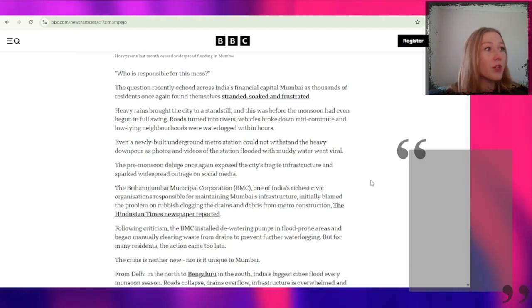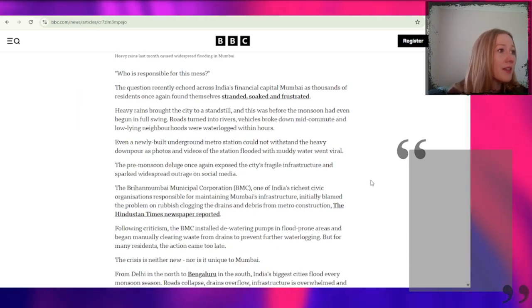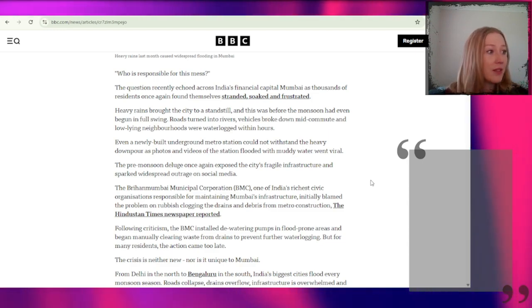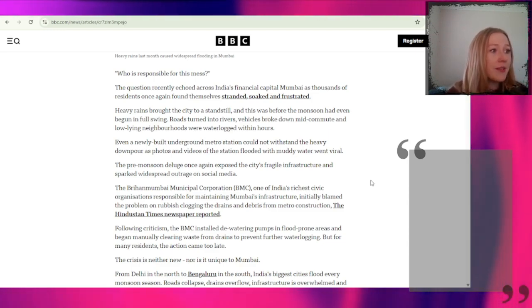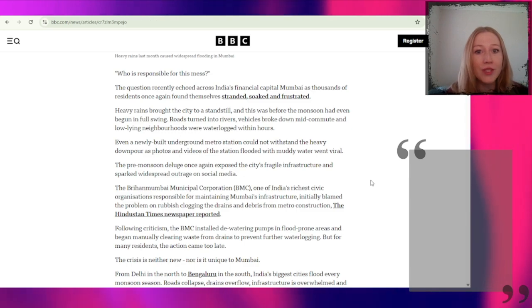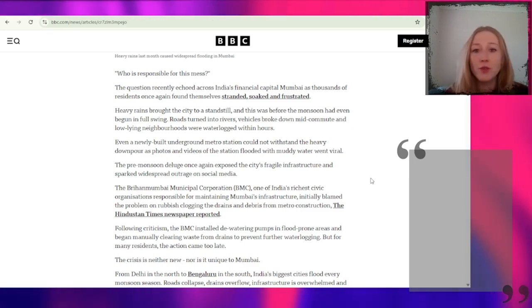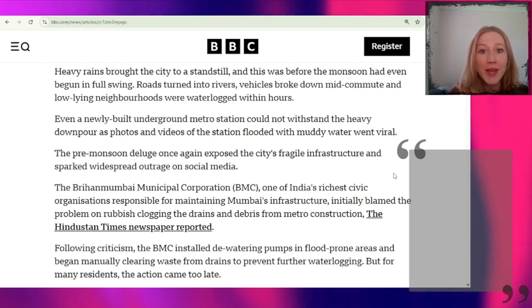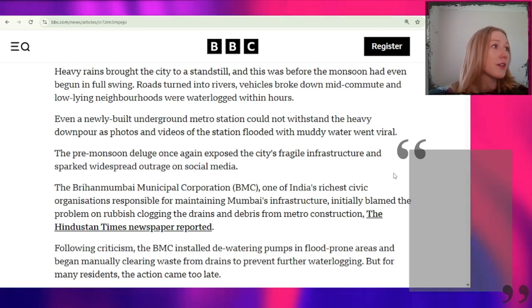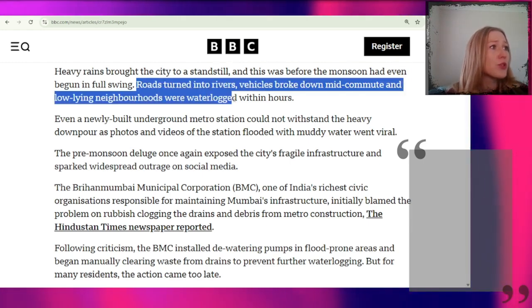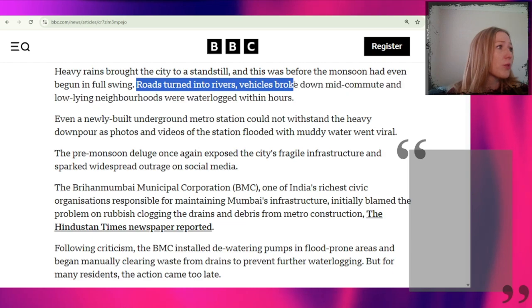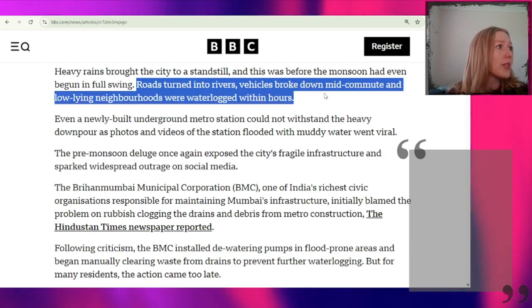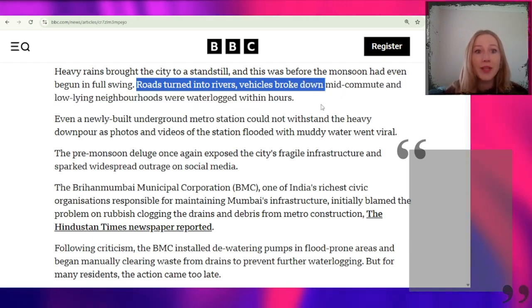And it seems like one of the big problems is that the urban areas and the cities don't really seem prepared for these massive monsoons. So it can really disrupt all types of activities in the city. The damage is one thing, but if we're talking about things like roads turning into rivers and vehicles broken down, we need to also consider the economic impact of that.